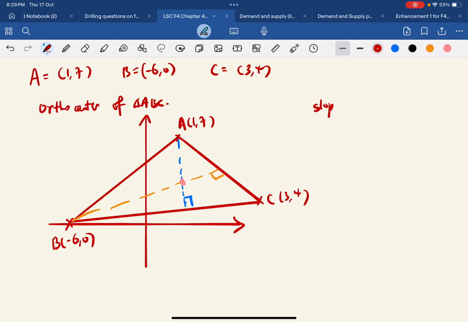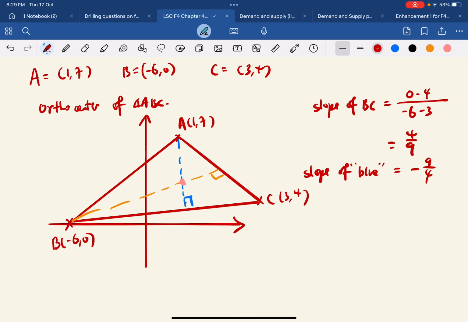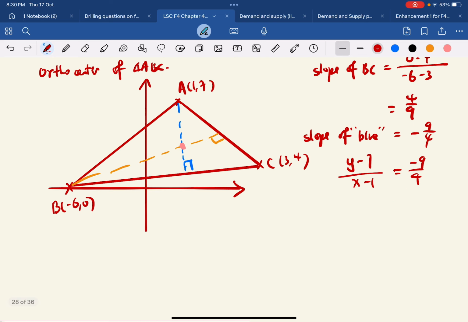So we can start from slope of BC. So slope of BC is 0 minus 4 over negative 6 minus 3. So that would be 4 over 9, which means that the slope of the blue line, okay, will be negative 9 over 4, right? Since they're perpendicular. So now, again, you know the blue line passes through A. So point-slope form. So (y minus 7) over (x minus 1) equals negative 9 over 4. After some calculation, you would know the blue line equation would be 9x plus 4y minus 37 equals 0.